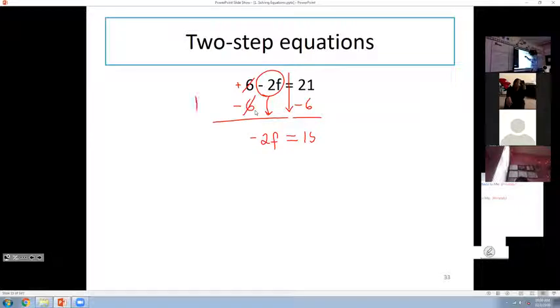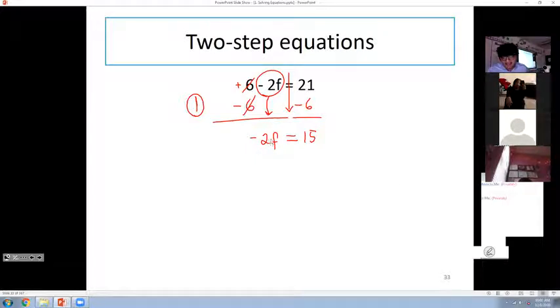As you see, guys, this is my first step. My first step is to take away 6 from each side. How? By subtracting 6 from each side. Okay. Now, as you see, guys, we are not done yet. We couldn't isolate the variable f yet. But we will do it. Don't worry.